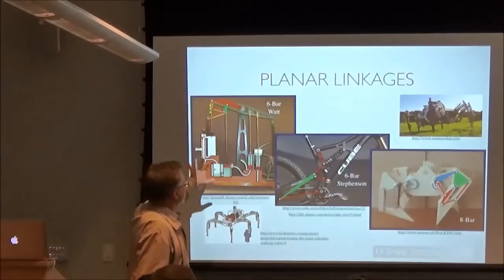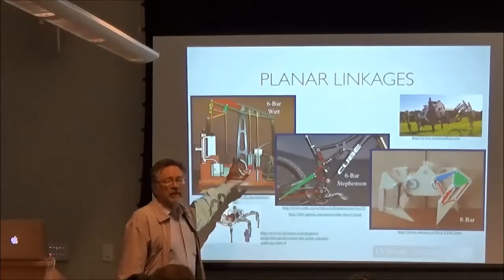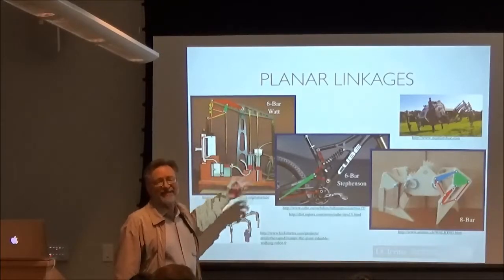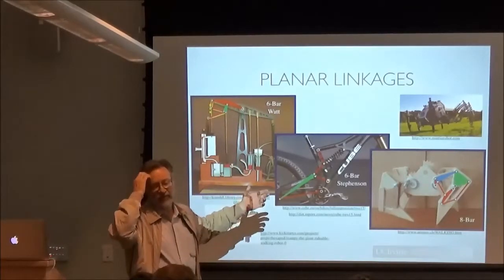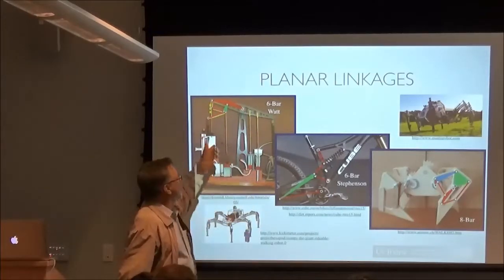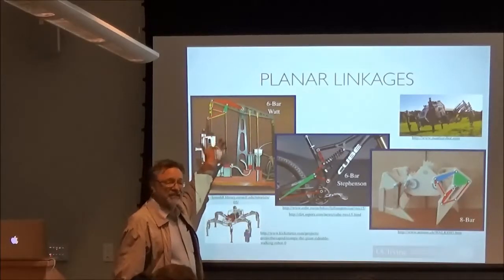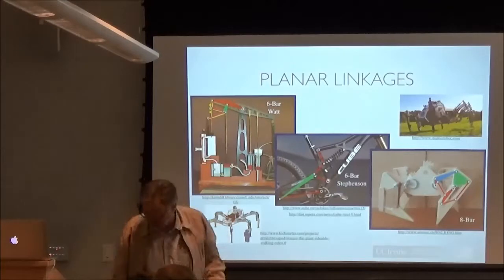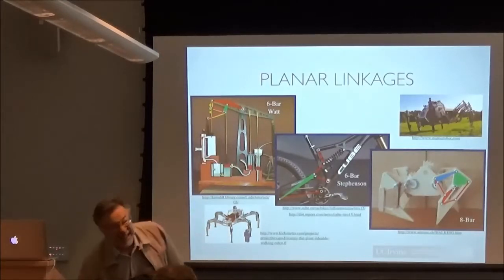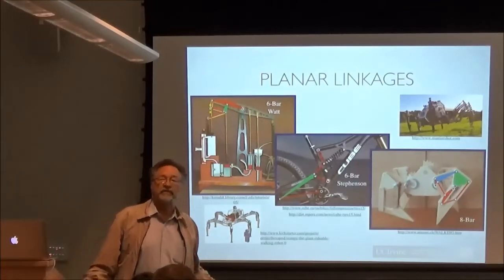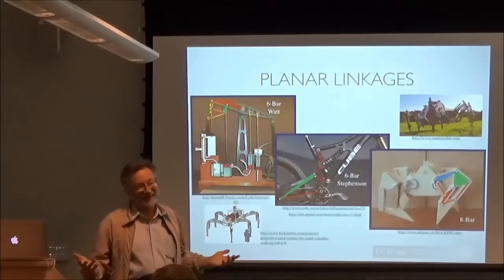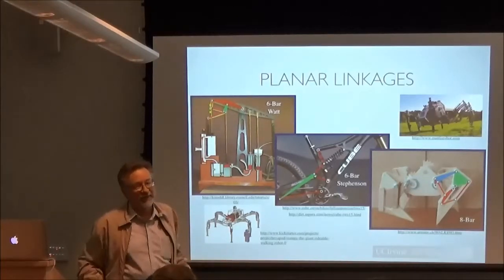So the notion of a two-loop link: basically every time you add 2 links, you get a loop, roughly. That's sort of the way it works. The 6-bar Watt mechanism can be considered the invention that made the Industrial Revolution possible, right? Do you believe that I'm too extreme in that?